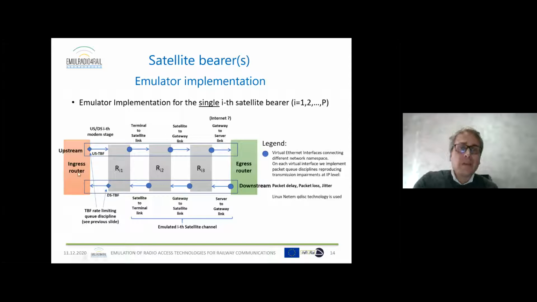On the left, we have the modem where we implemented the TBF, rate limiting QoS discipline. This is valid for the upstream link in the first part of this slide, and at the bottom we can see the same behavior for the downstream, from the egress router to the ingress router.